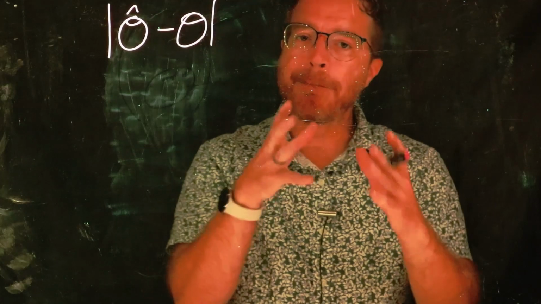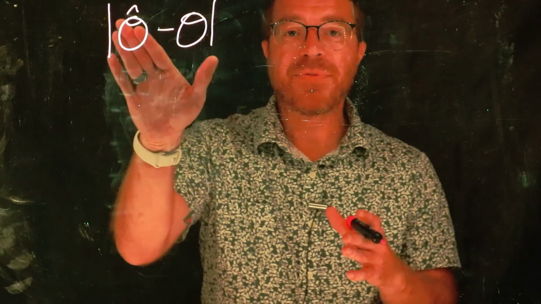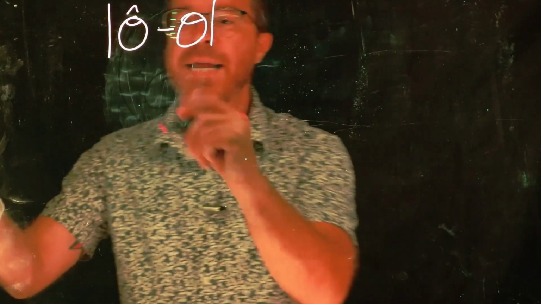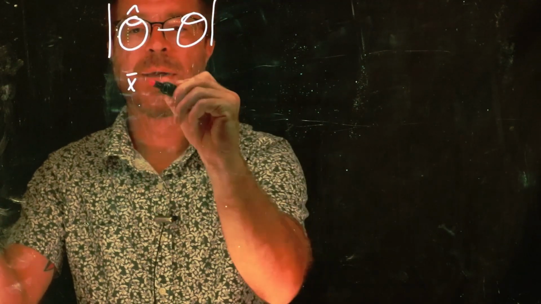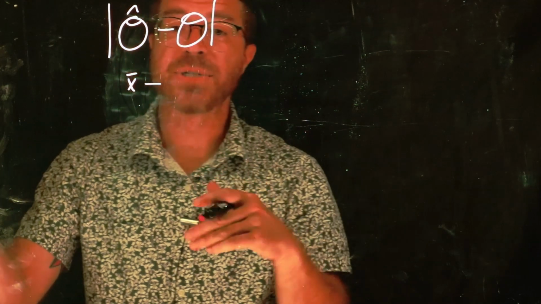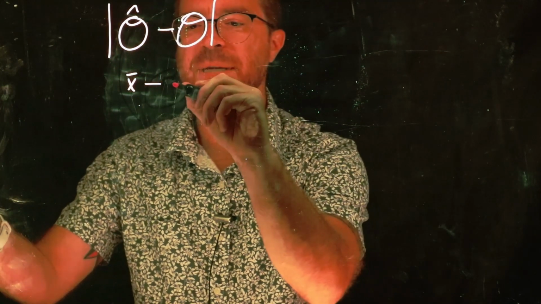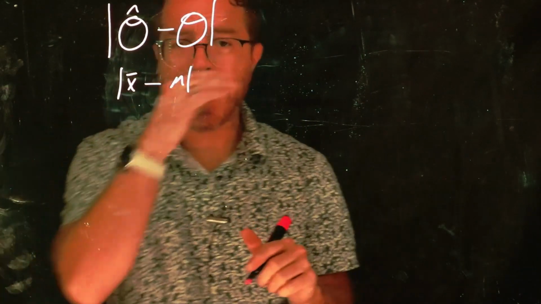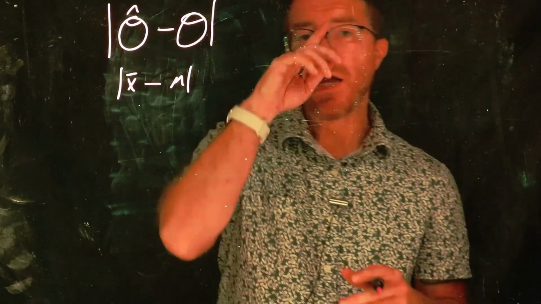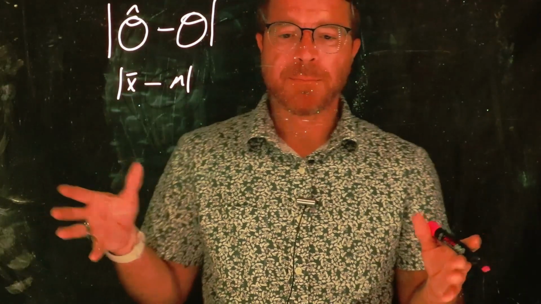So if we look at the mean, for example, this theta hat just represents a statistic. So this might be something like the mean of our sample, minus this theta, which represents our population parameter. So this might be, for example, mu. And all it's saying is how far away is my sample statistic from that population parameter.